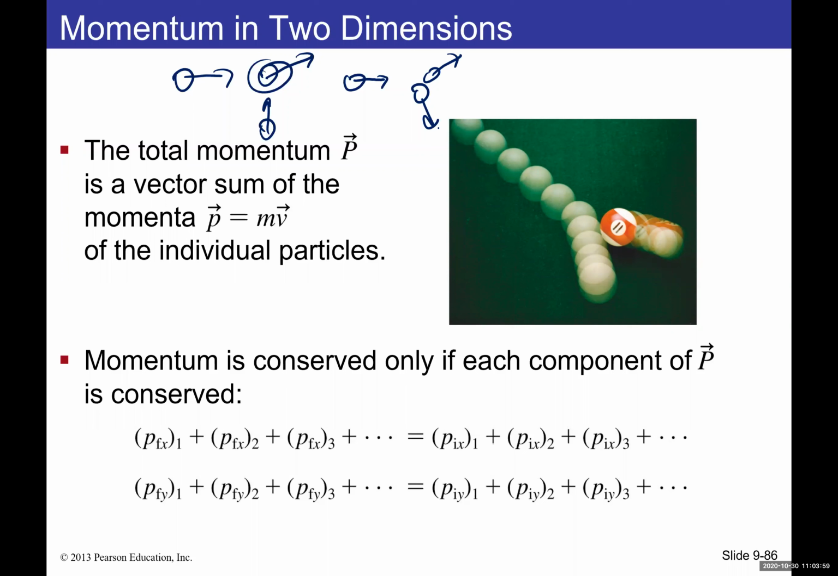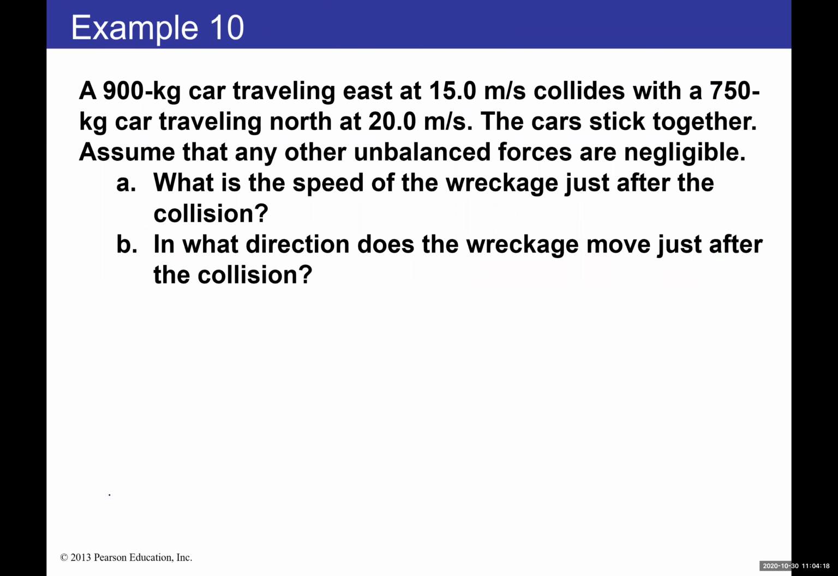So you can have different collisions where they're not one-dimensional, but two-dimensional. In that case, you get two equations: conservation of momentum in the x direction, and conservation of momentum in the y direction, right? So you have to look at it in terms of this. So I'll give you an example here. Let's say you have a 900 kilogram car traveling east at 15 meters per second.